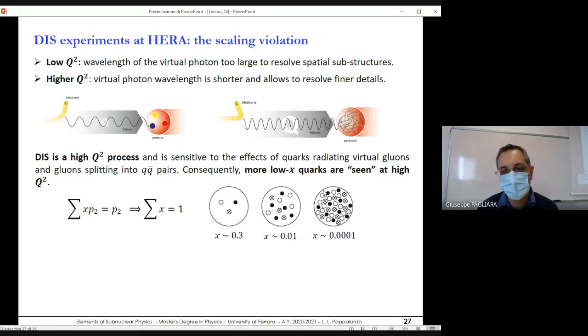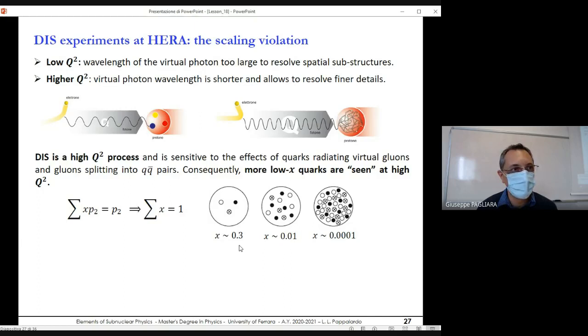So the more quarks you have, or can observe, thanks to the higher Q square, the smaller their fraction of momentum has to be, because the total, of course, has to be 1. So if you probe your proton at low resolution, so at low Q square, you see only a few quarks, for instance 3, and so x is of the order of 0.3.